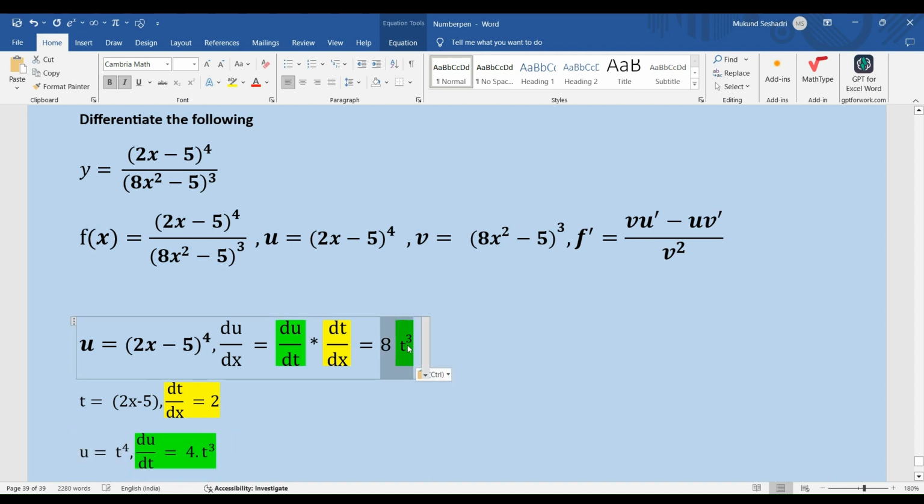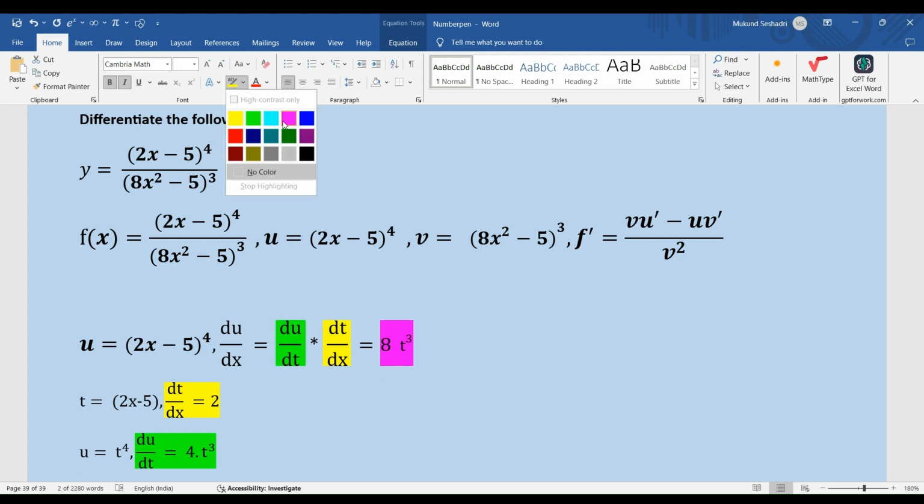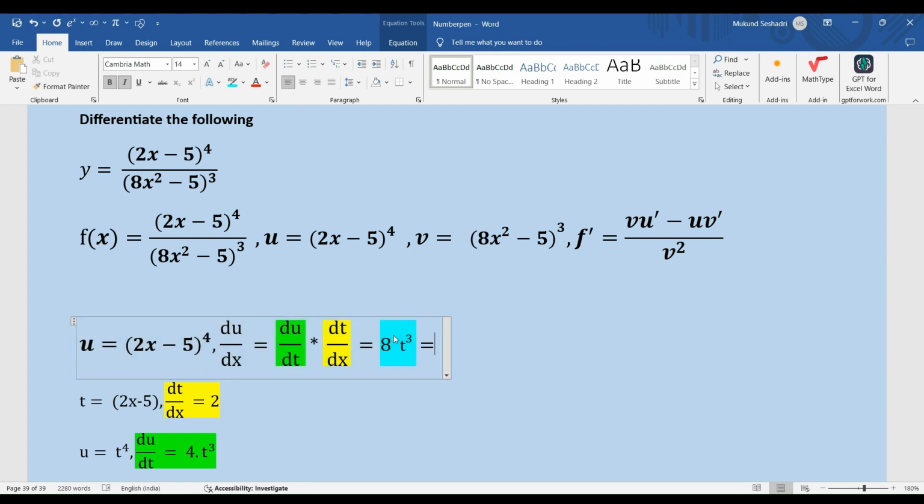So what is my 8t cube? Let me use turquoise. My 8t cube, I'll have to go back and express it in terms of x, right? So it is nothing but 8 times (2x minus 5) the whole power 3, right? I'm going back and replacing t with the original substitution that I made. So there I have my du by dx, right? So it is 8 times (2x minus 5) the whole power 3, right?